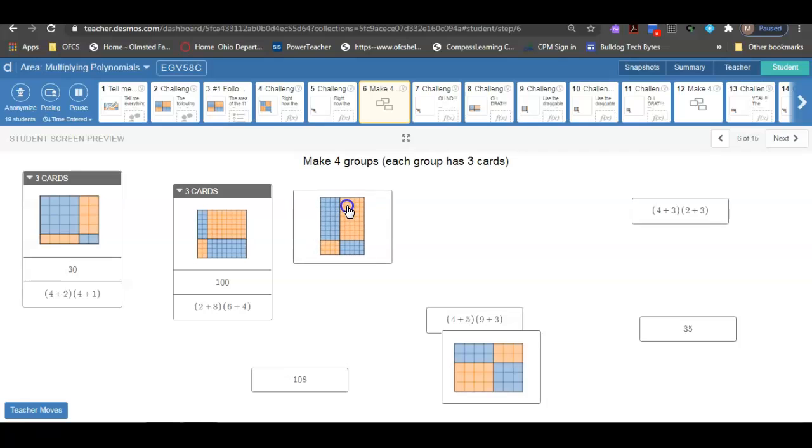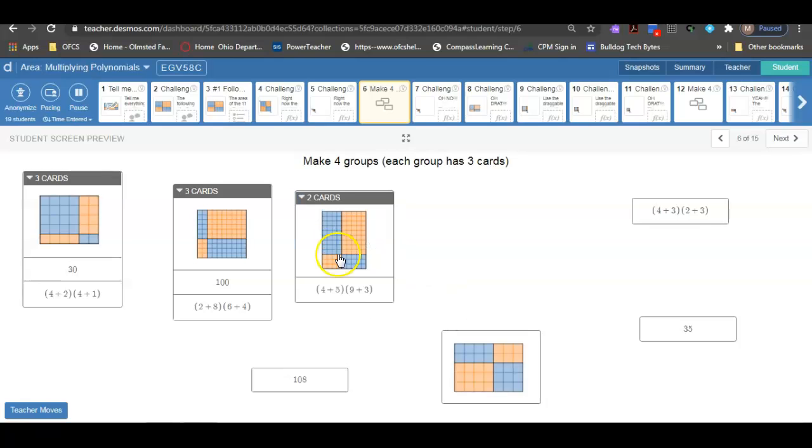My third picture, along the bottom, I have a dimension of 4 plus 5. And then vertically, I have 3 orange blocks plus, let's see here, 3, 4, 5, 6, 7, 8, 9. It looks like 9 blue blocks. So that would be this one right here: 4 plus 5 times 9 plus 3. And so that's 9 times 12, which is 108.